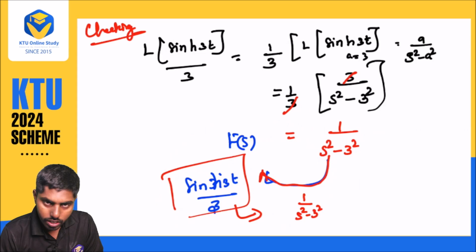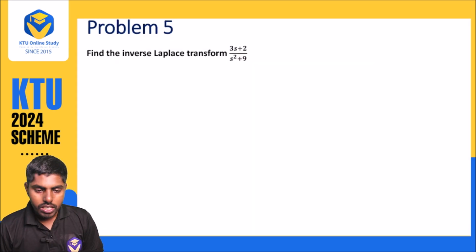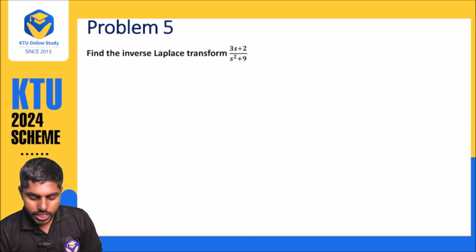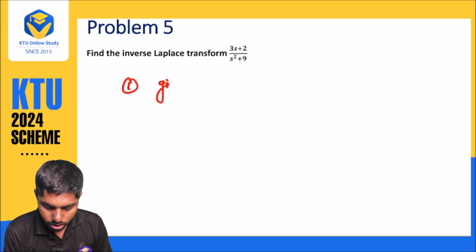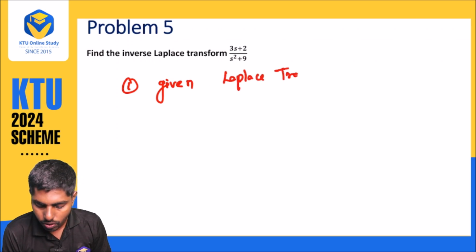Okay. We'll go to the fifth problem. See, fifth problem, if you observe, very interesting problem. See, what is the thing they have given? First step is given: Laplace transform, that is (3x plus 2) divided by (x square plus 9).